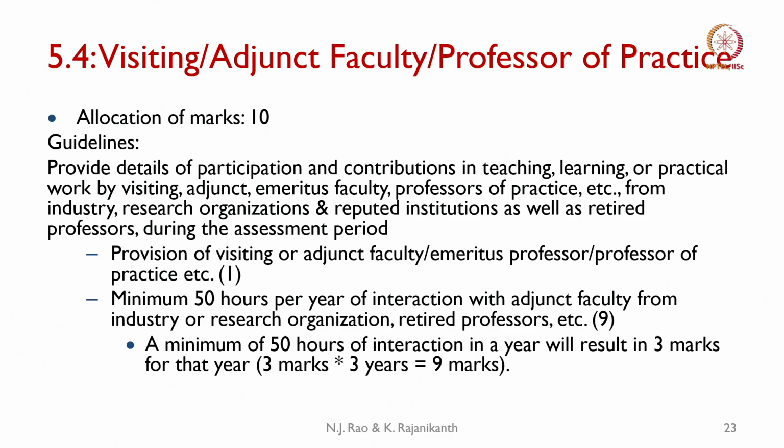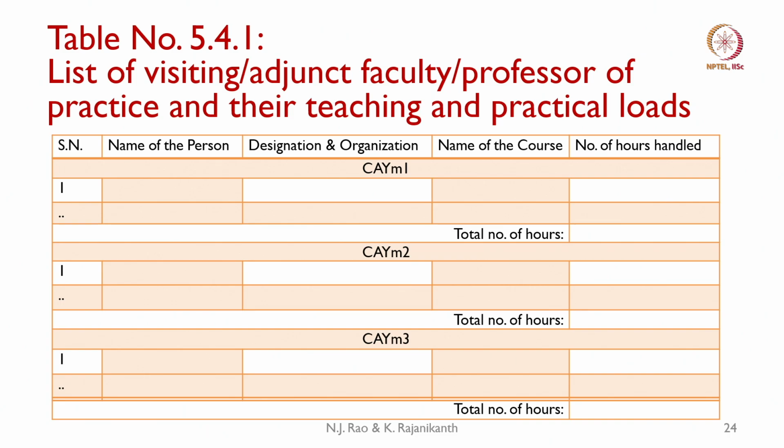And of course, there are generally some queries whether it can be spread over both the semesters or it must be in one semester, etc. The guideline says only per year. Okay, in an academic year, the interaction should be at least for 50 hours. That is the guideline, what it says. So, in the table, you provide the details, name of the person, designation, and which course they participated in, how many hours they handled.